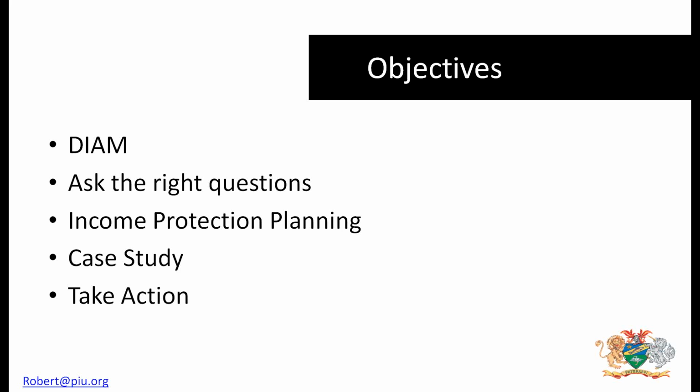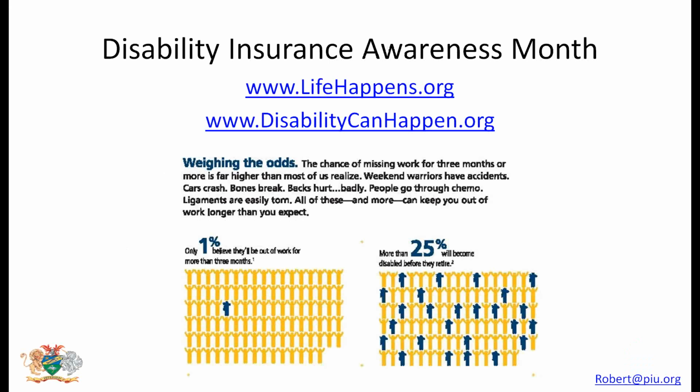So just like I talked about, some of the objectives today are going to be to summarize DIM, the Disability Insurance Awareness Month, learn some of the right questions to be asking on every appointment with every client, a very brief overview of some different income protection planning methods, a very valuable case study that we have here through Petersen that you'll definitely want to keep in mind for future clients, and then again, exactly how we're going to take action to make this important and a priority for the other 11 months of the year. So without further ado, let's go ahead and jump right in.